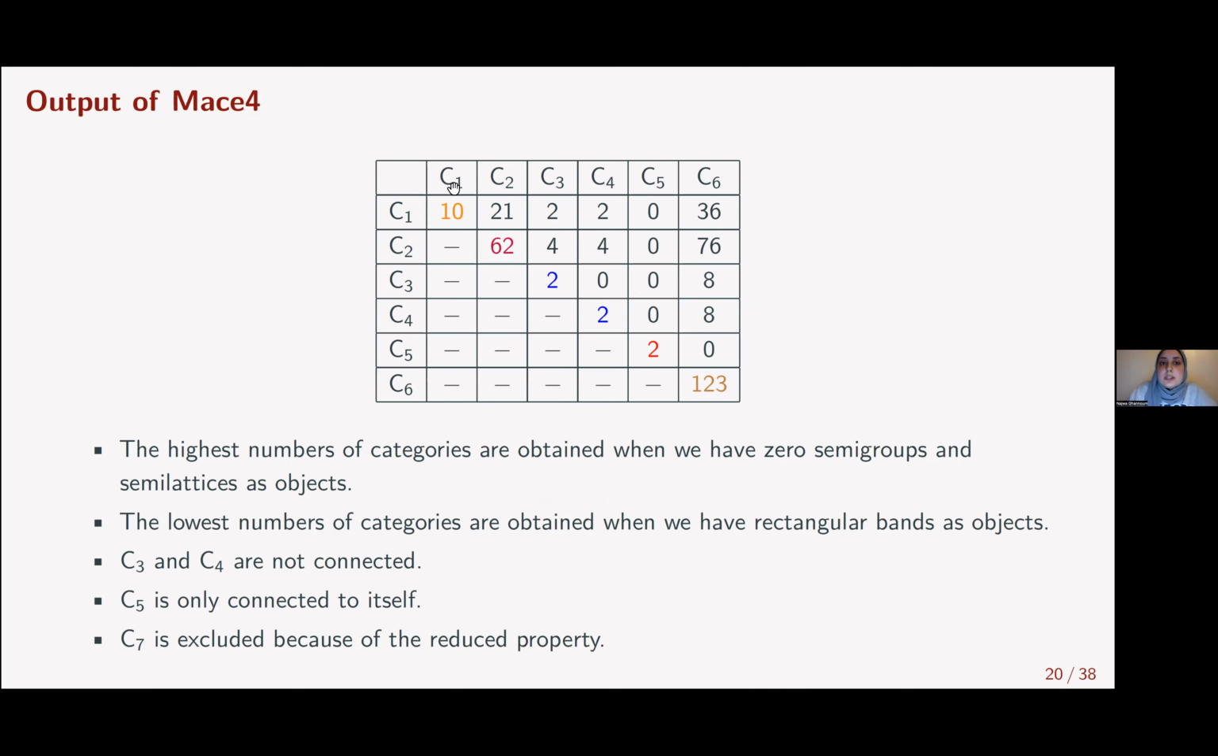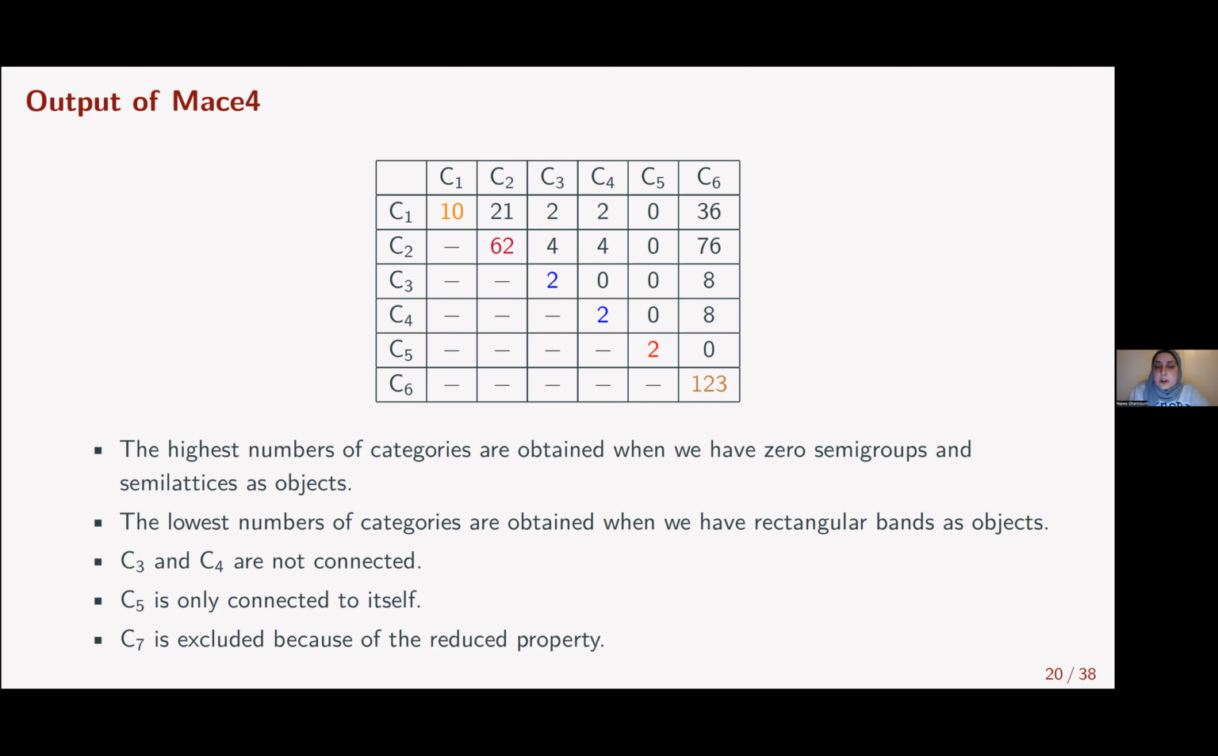So between C1 and C1, we have exactly 10 categories. Between C1 and C2, we have 21. And it's the same as doing C2 and C1 because it's symmetric. And of course, the total of these numbers will be equal to 362 categories. But now we have the exact number between each 2 monoids.